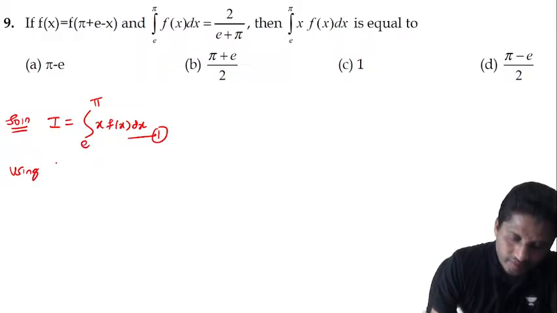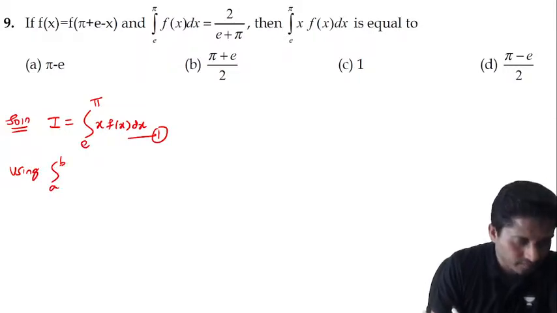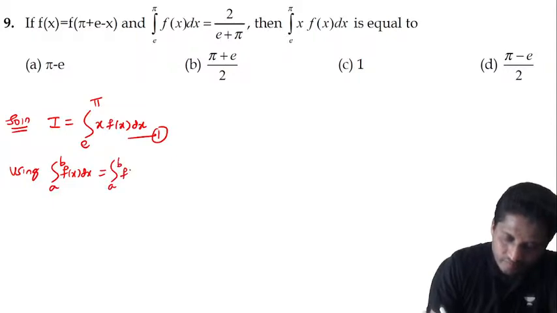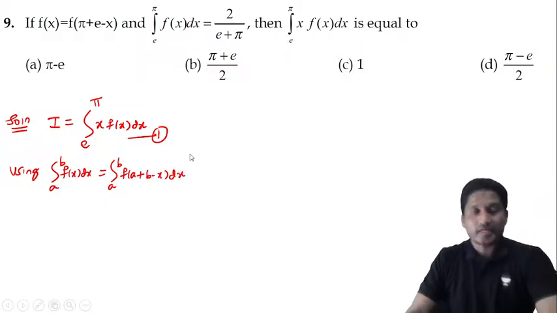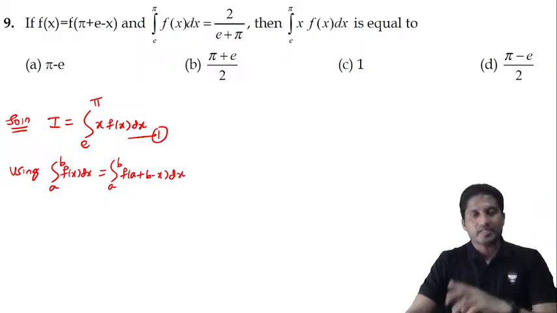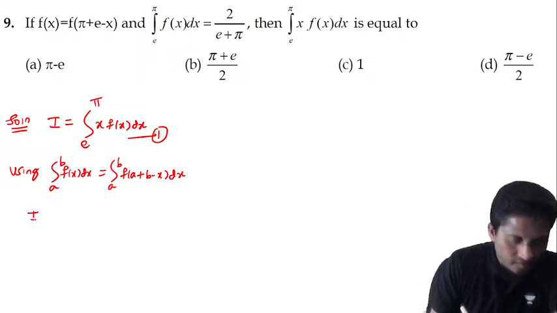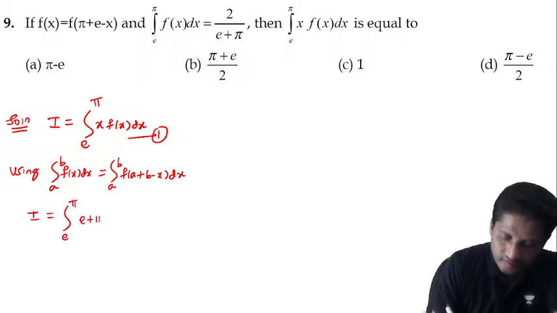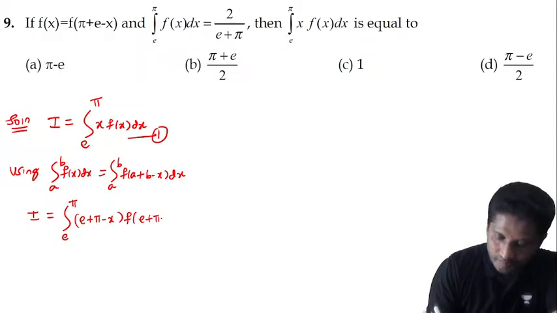Okay, I'm going to use the property: the integral from a to b of f of x dx is equal to the integral from a to b of f of a plus b minus x dx. Change x to lower limit plus upper limit minus x. So I is equal to the integral from e to pi, change x to lower plus upper minus x, f of, again change x to lower plus upper minus x, dx.